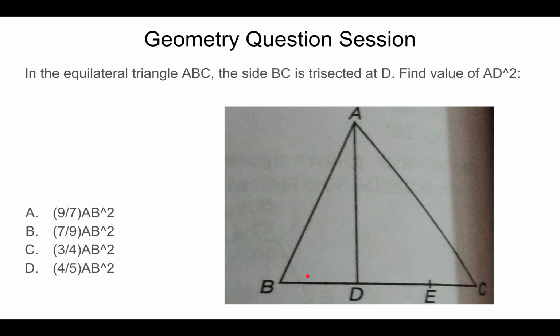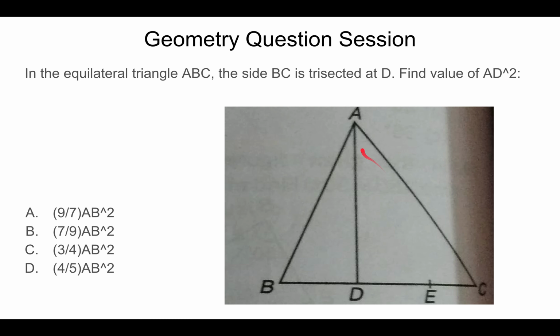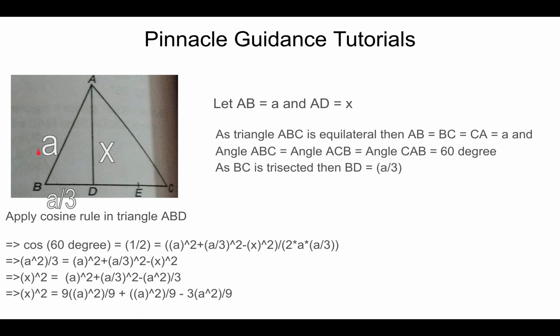Trisected means that if BC is, let us suppose 9, then BD will be 3 and DC will be 6. This is trisected. Find the value of AD square in terms of AB square. Let us suppose AB, BC and AC all are equal to A. And let us suppose AD is equal to X. As we all know, angle ABC is equal to angle ACB is equal to angle CAB is equal to 60 degree. As I told you earlier, BD is A by 3 because it is the trisected side.